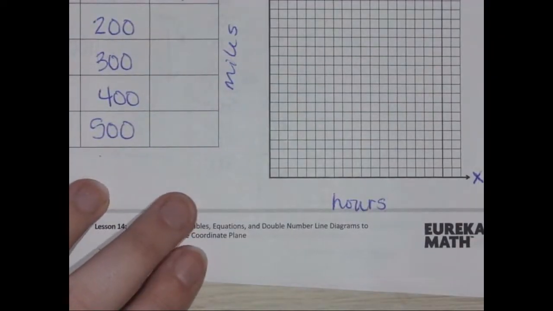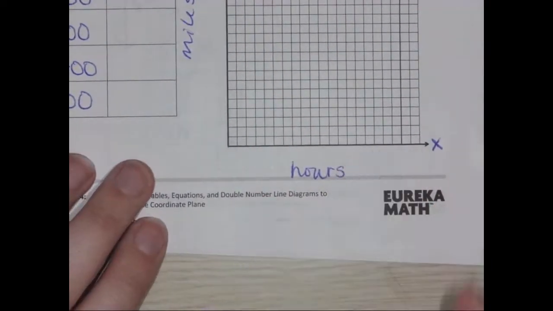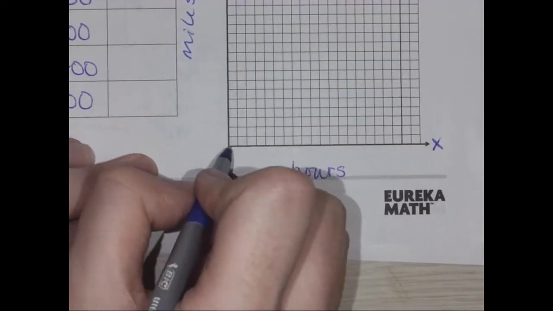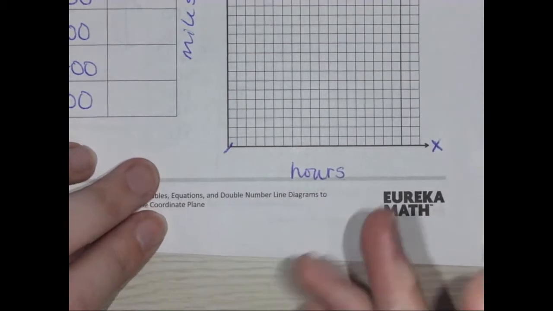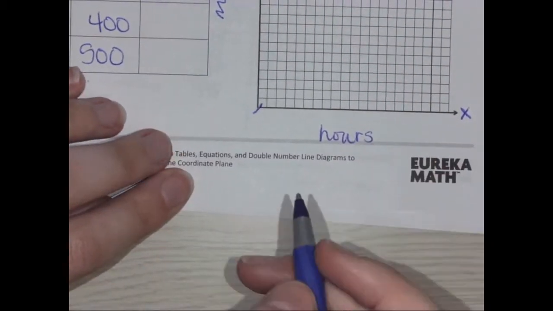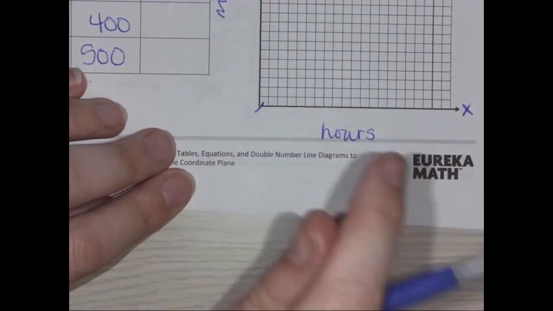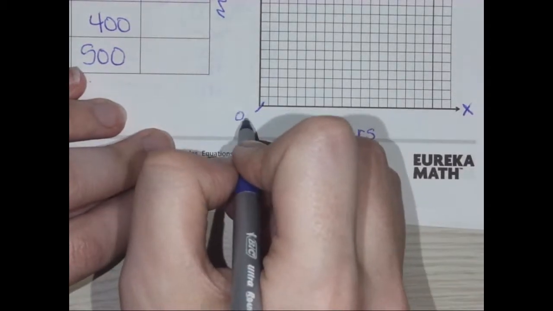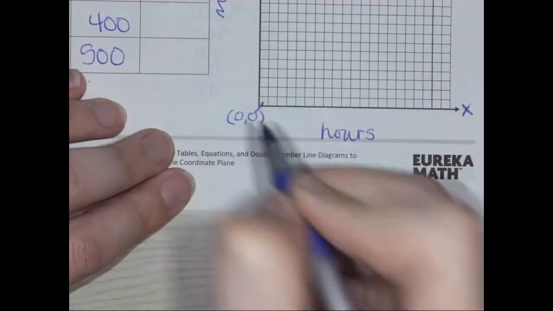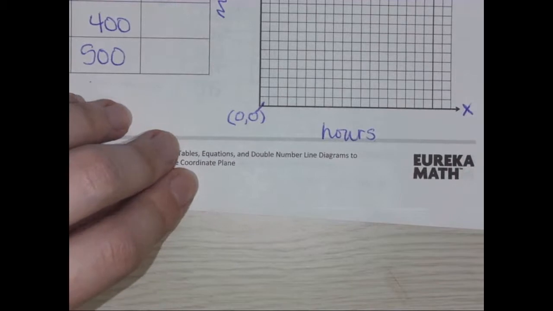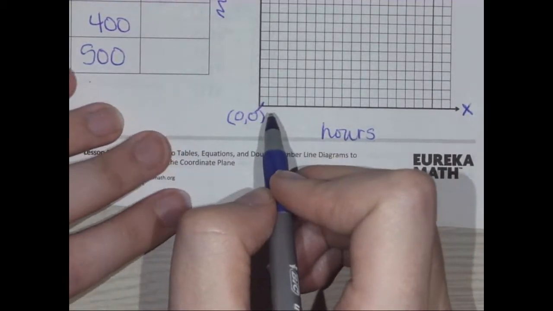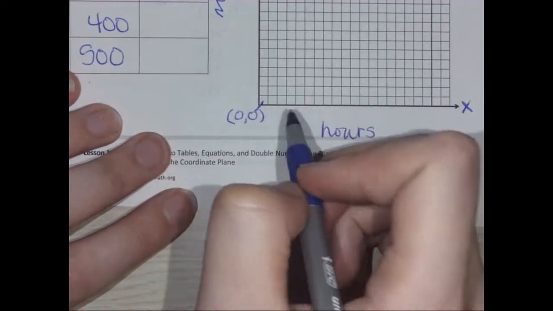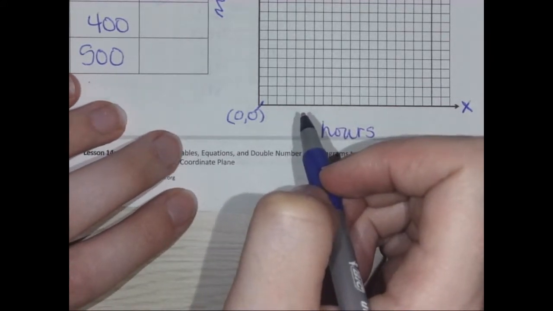Yes, ma'am? I always start with a 0, exactly, because this part where the x-axis and our y-axis come together, that's called the origin. And at the origin, the ordered pair is 0, 0. Now, we have to space our numbers on the axis the same distance apart from each other.